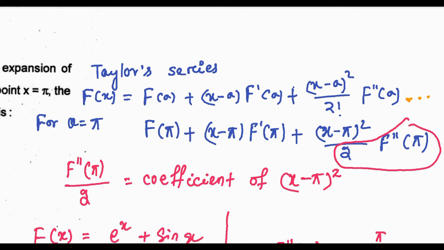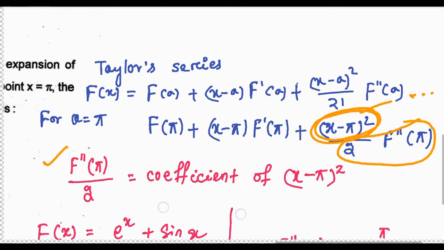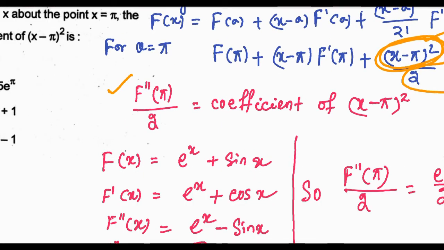So here we are asking for the coefficient of this one, (x minus pi) whole square. So what is the coefficient? Coefficient is f double prime x by 2, that means the double derivative of x, and we will put the value of x as pi, that is f double prime of pi by 2. So this will be the coefficient.